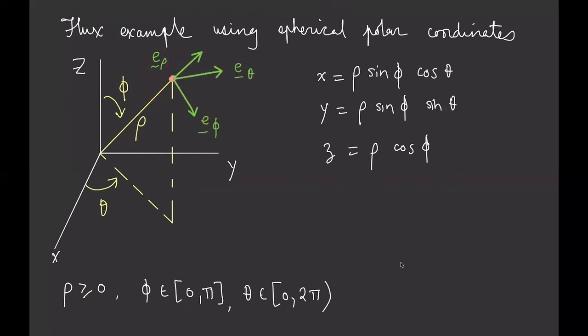Similarly, you can think of what happens when you increment the other coordinates. So phi is measured downwards. If you're at this point over here, and you increase phi, you go downwards.